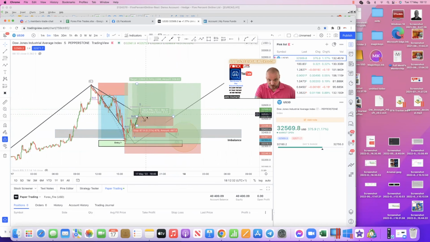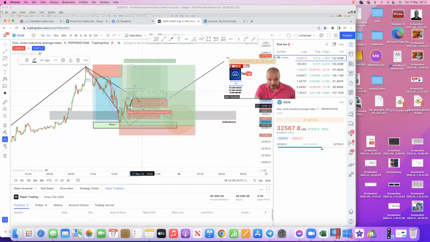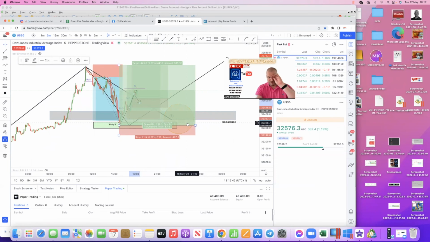If price does come back down to hit these 2 SL areas, then I would have just closed out anyway, because we've got the profit here and then more than enough profit on here.